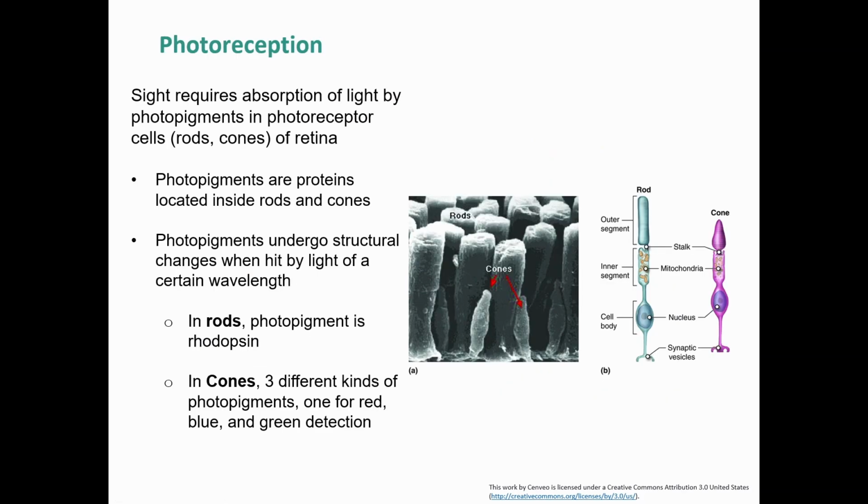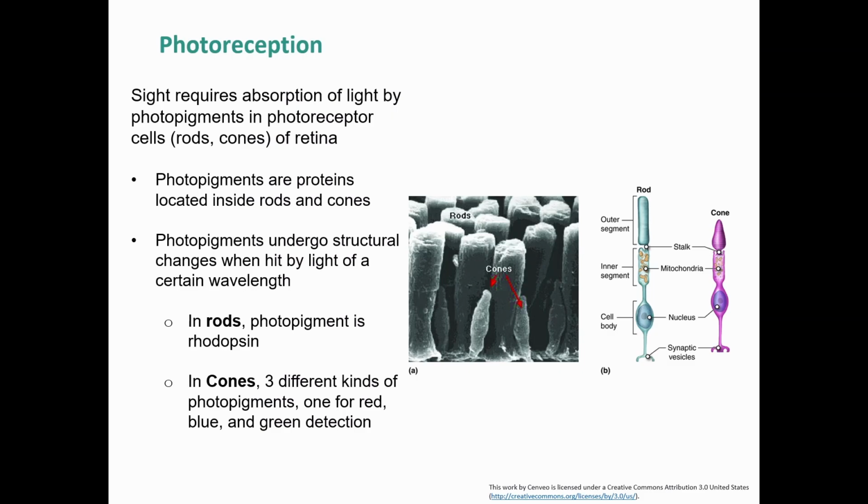Then we get to photoreception. For vision to happen, it requires us to absorb light by photopigments. Photopigments are special pigments that can absorb light in the form of photons. In this case, when we're looking at human eyes, we're looking at rods and cones. Photopigments are found inside these rods and cones. They are proteins that have the ability to absorb photons. And when they are hit with light of certain wavelengths, they actually will physically change shape. They go through a structural change.